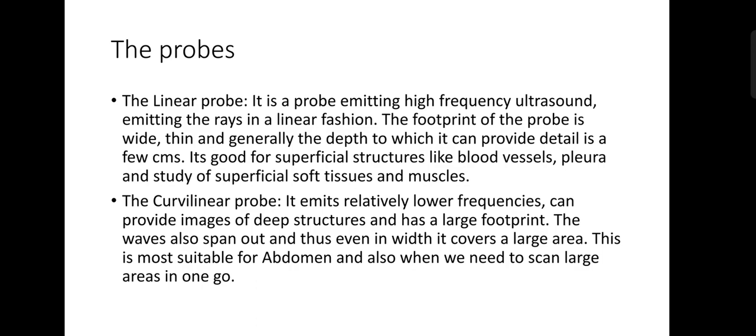It is good for superficial structures like blood vessels, so cannulation, all we do it with linear probe, pleura, and the study of superficial soft tissues and muscles. The curvilinear probe emits relatively lower frequencies, can provide images of deep structures, and has a large footprint. The waves also span out, and thus even in width it covers a large area. This is most suitable for abdomen and also when we need to scan large areas in one go.